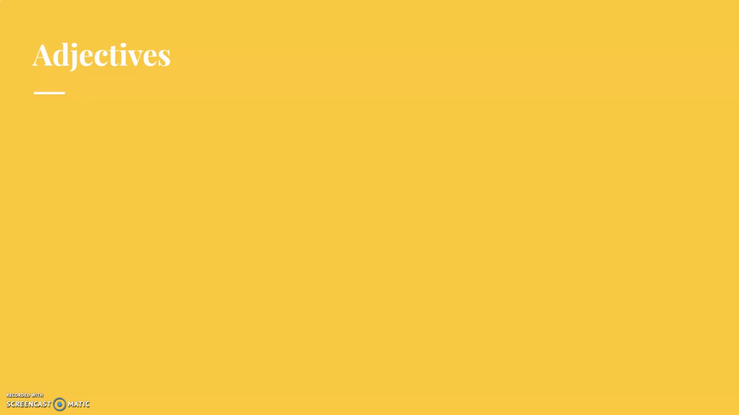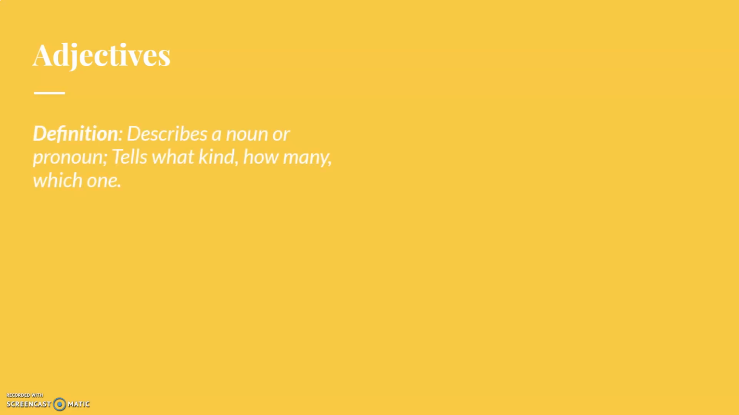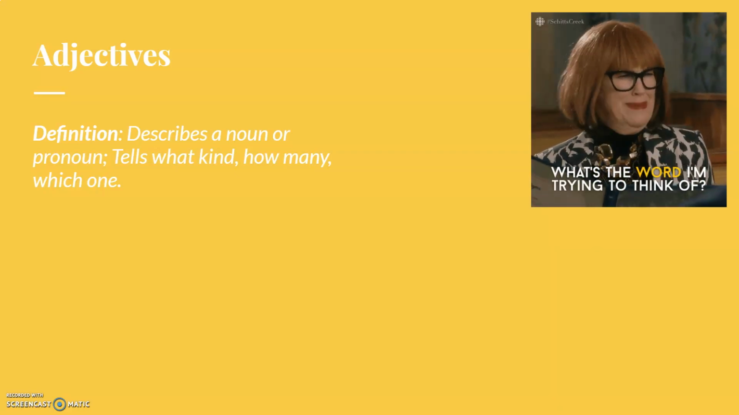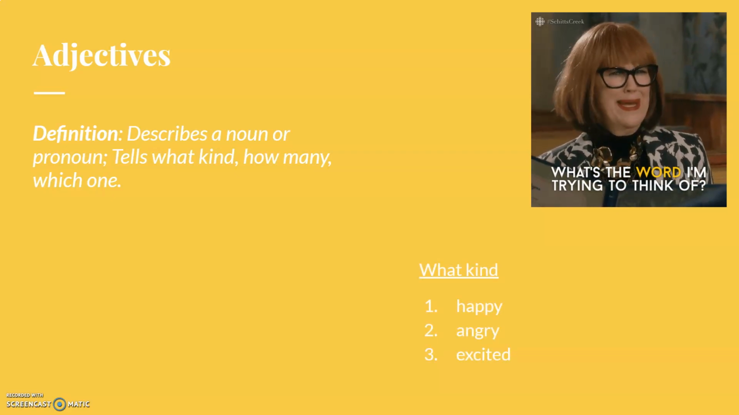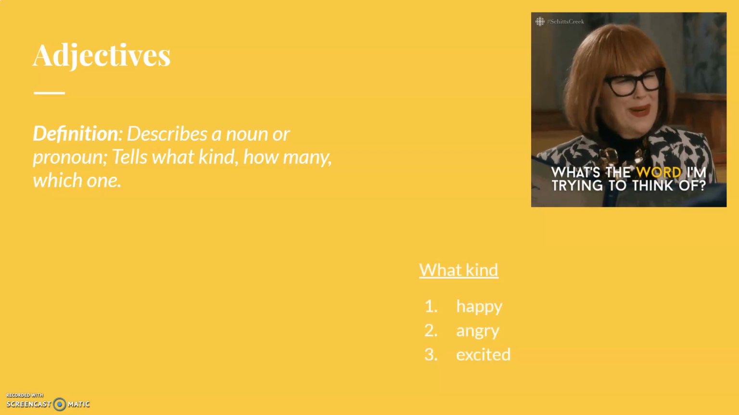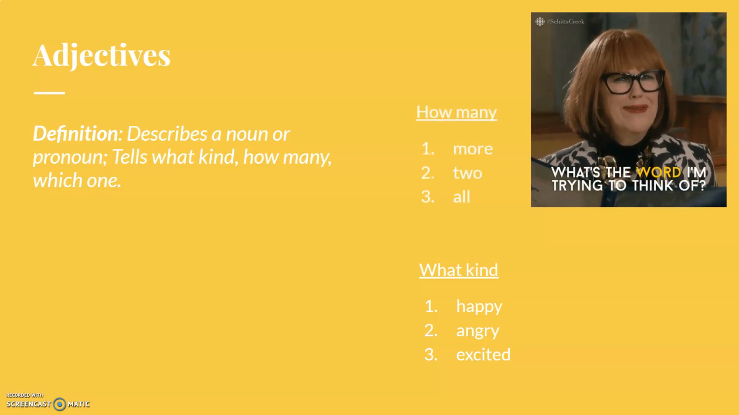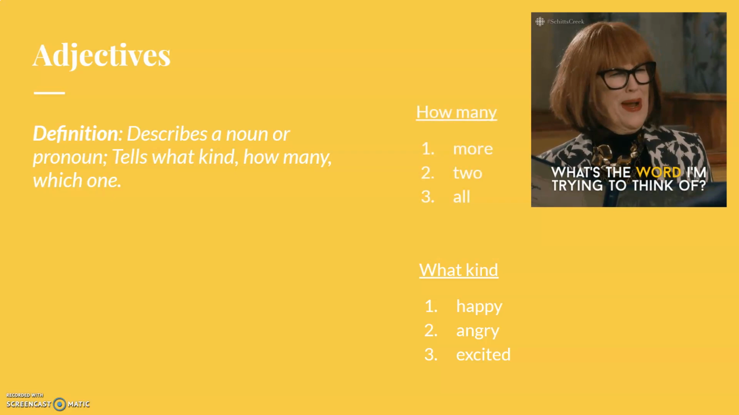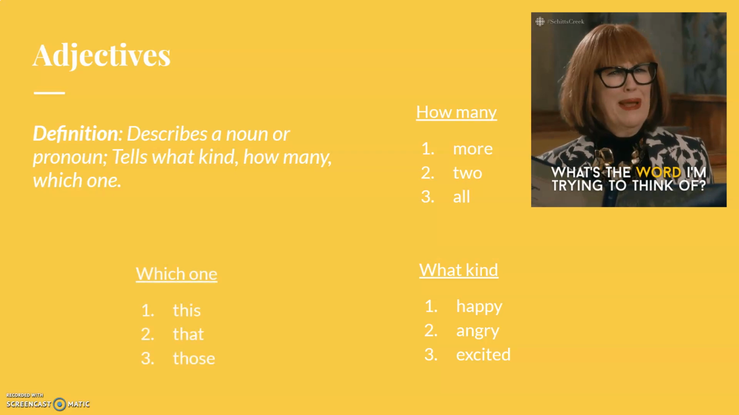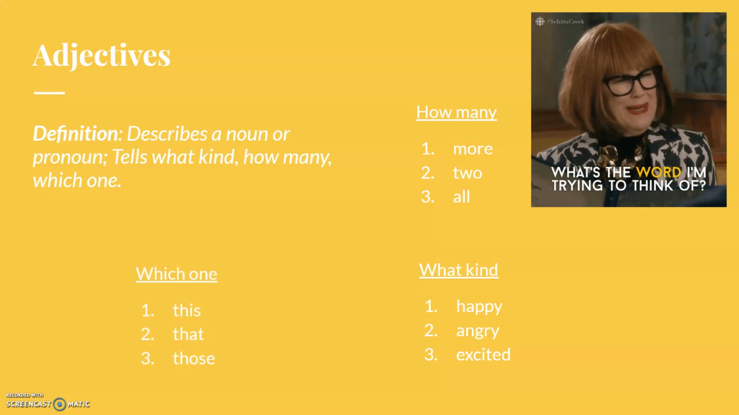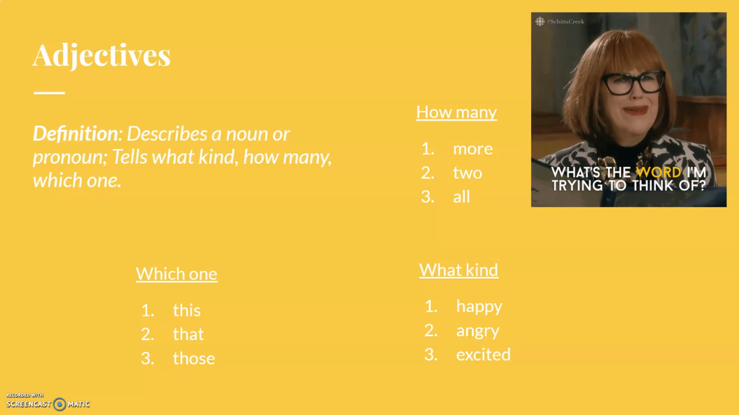And finally, we have adjectives. Adjectives describe a noun or pronoun. It tells what kind, how many, which one. So what kind would be like the happy child, the angry cat, the excited bird. How many? I want more pizza. I want 2 milkshakes. I want all of the candy. Or which one? This shoe, that dress, and those books.